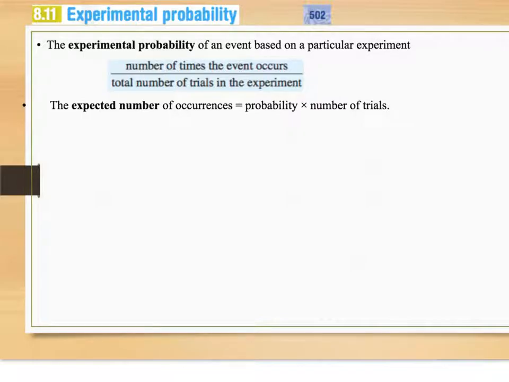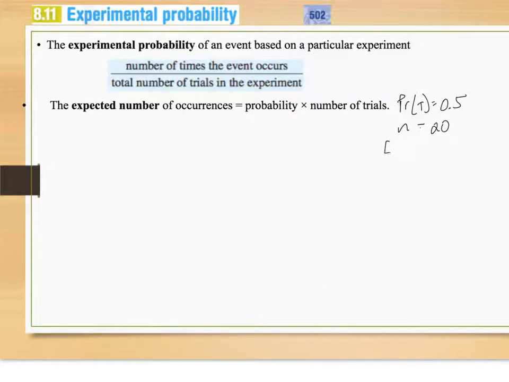Another thing that I can get, and this is not only with experimental probability, is the expected number of occurrences. This will be the probability times the number of trials. Let's do a quick example. If the probability of getting a tail is 50% or 0.5, and I flip a coin 20 times, I would expect to get 10 tails. That will be the expected value.